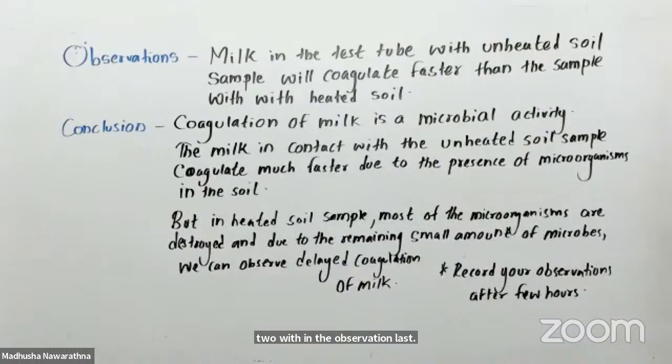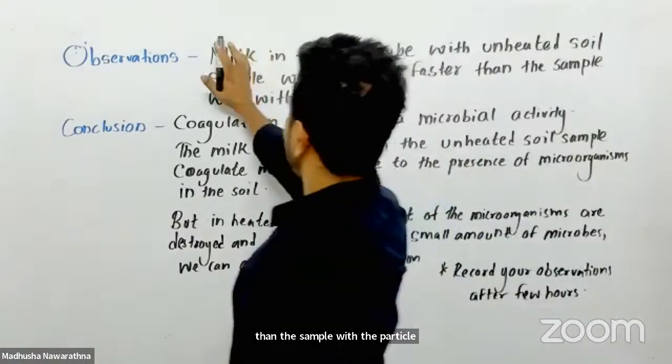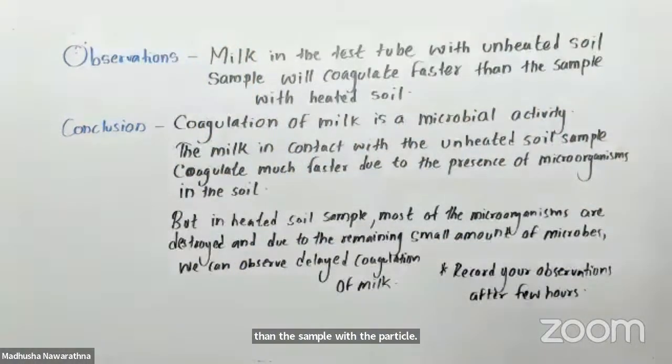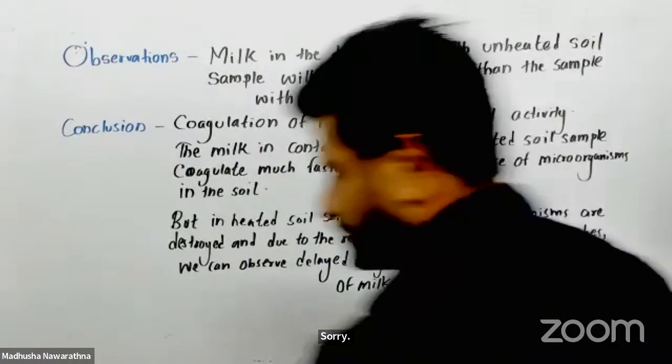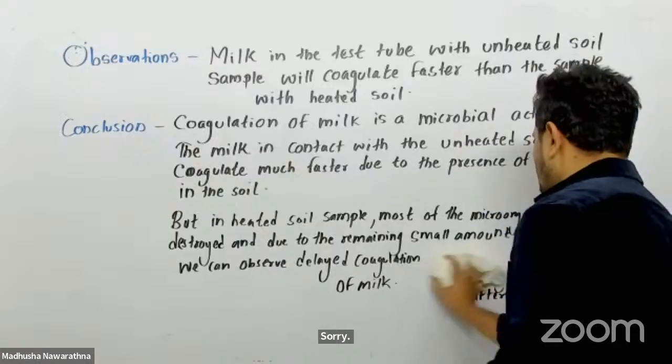Milk in the test tube with the unheated soil sample will coagulate faster than the sample with heated soil. With heated soil. Finish, okay. Children, don't write this yet. First write that down.